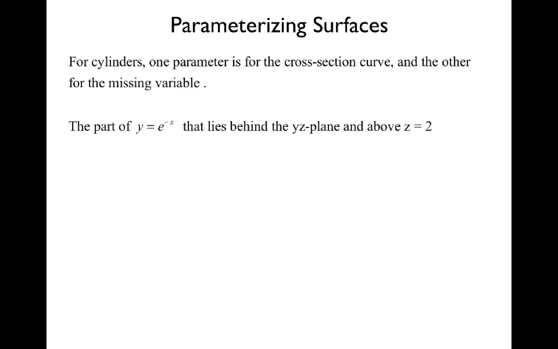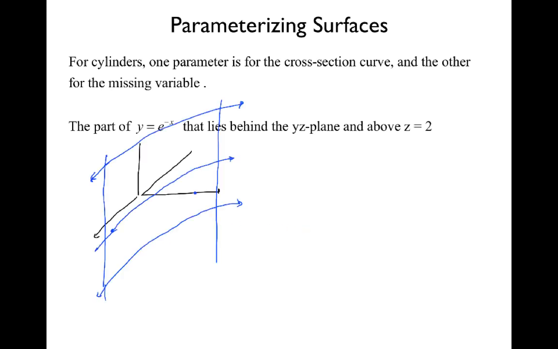So for cylinders, we know that cylinders have a missing variable, and then the other two variables form a curve which is extended along the axis of the missing variable. Remember, that was our definition of cylinders. So let's try this example. So the part of y equals e to the minus x, something like that. And so then parameterizing that, what are we going to use then?